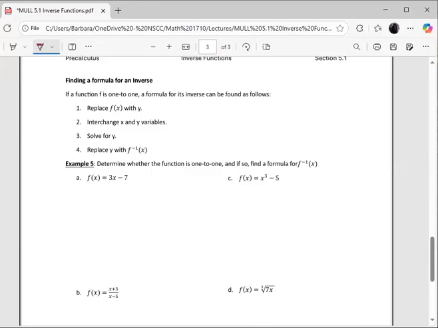The steps are, 1, we replace f of x with y. Step 2 is to interchange the x and y variables. Step 3 is solve for y, and step 4 is replace y with the inverse f.